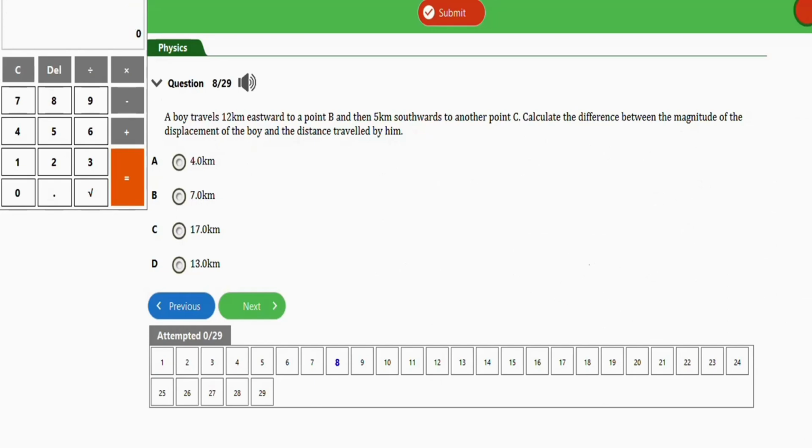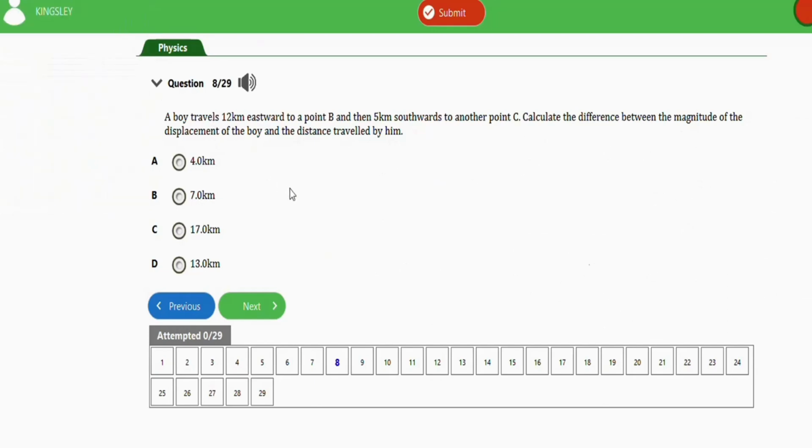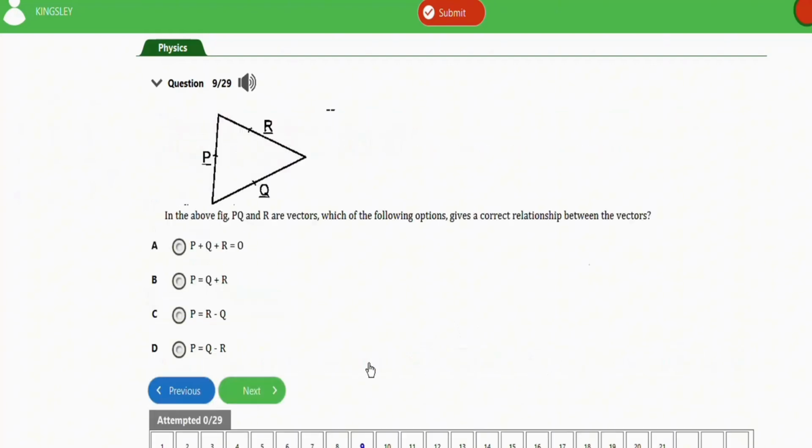Okay, so the next repeated question will be this question. It says, if in the above figure, P, Q, and R are vectors, which of the following options gives a correct relationship between the vectors?